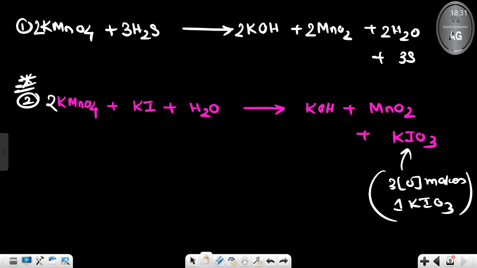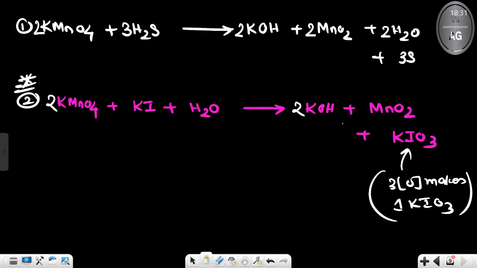Okay, so 2 KMnO4, and 2 plus 1 is 3. So let us put 2 over here. So I will get 2 KOH, 2 plus 1, 3. Done. Oxygen, how much is it this side? 8 plus 1, 9. So 2 plus 2, 4, plus 3, 7. 7 oxygen on this side and 9 oxygen on this side.